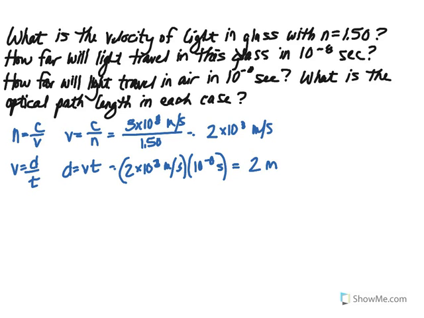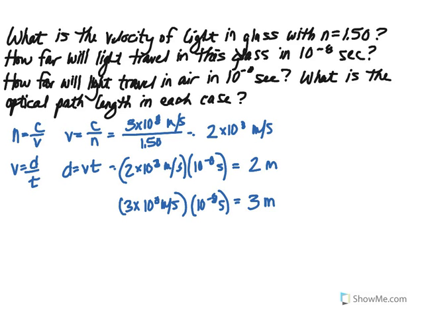How far will light travel in air in 10 to the negative 8 seconds? Well, here our d equals v times t would give us the velocity of light in air, 3 times 10 to the 8th meters per second, and the same amount of time we're using, 10 to the negative 8 seconds, and the light in that same amount of time will travel 3 meters.